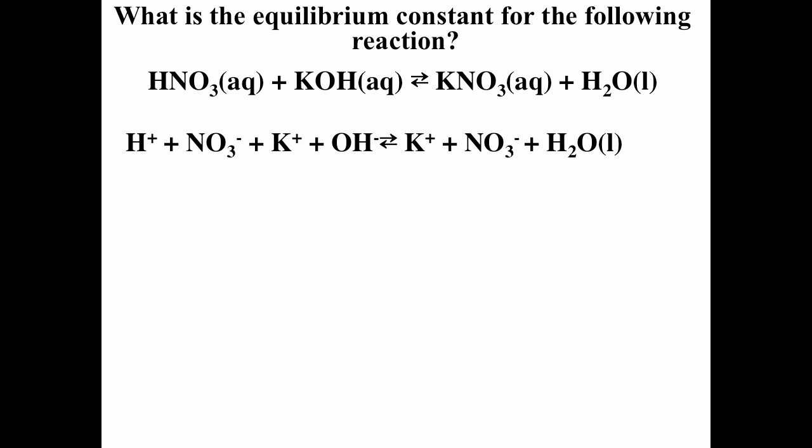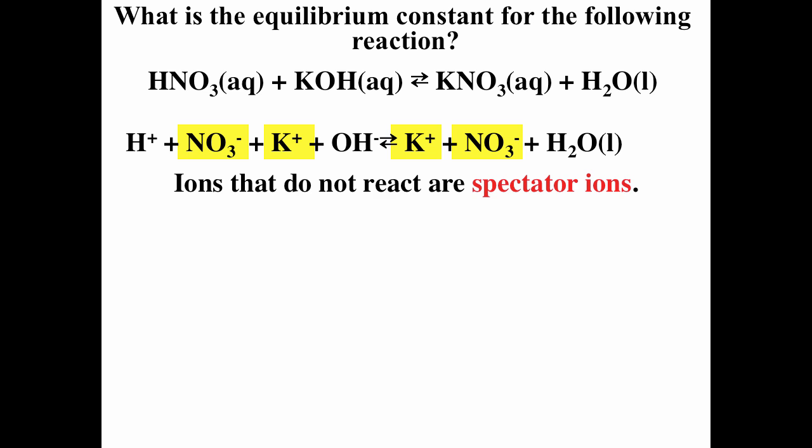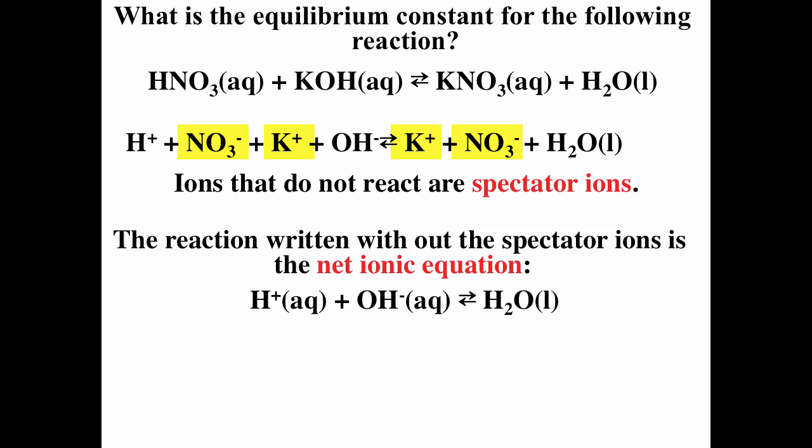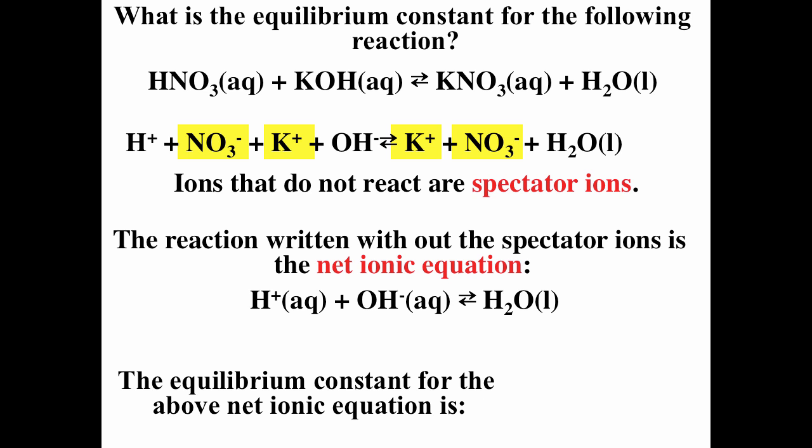Now we notice the nitrates are on both sides and potassium ions are also on both sides. Those are referred to as spectator ions. Ions that do not react are spectator ions. Now if we write the reaction without the spectator ions, we get the net ionic equation. We should recognize that the equilibrium constant for the net ionic equation is equal to 1 over Kw.